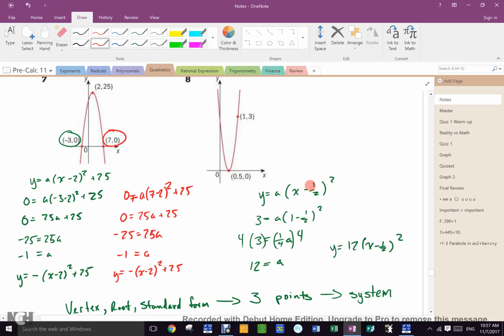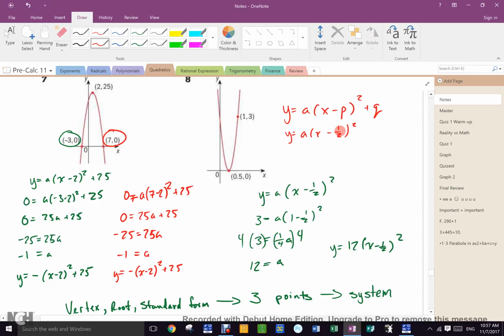I know the vertex. Vertex form is y equals a(x minus p) squared plus q, yes? P is the vertex, right? So y equals a(x minus p), so minus 1/2 because it's 0.5, right? And what's the q? 0. So I don't add 0. So I have this.